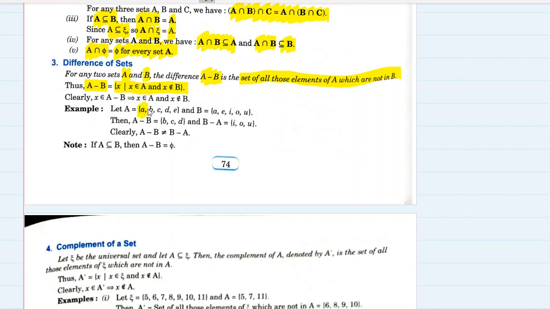So set A is {a, b, c, d, e}. Set B is {a, e, i, o, u}. So what will A minus B be? A and E will cancel, and we will be left with b, c, d. What will B minus A be? Now B minus A will not be equal to A minus B. If we remove A from B, then a and e are removed. That means i, o, u will be left. Okay, so A minus B is not equal to B minus A.